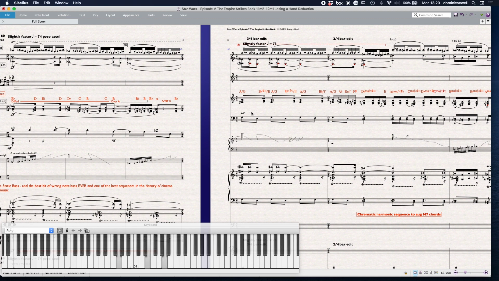so third inversions are often quite important. So it's just sort of dominant seventh, but I've called it A over G.